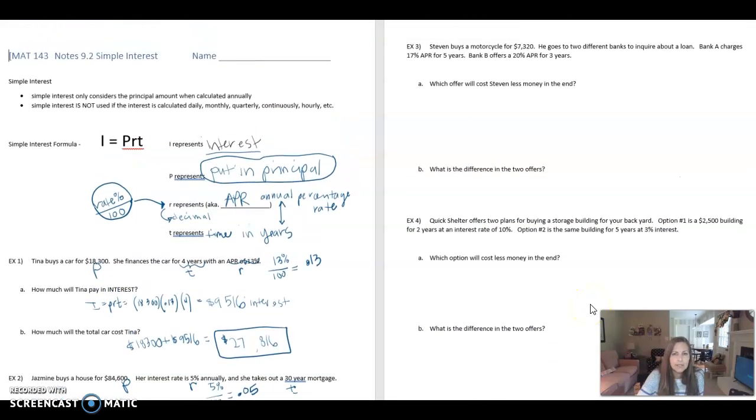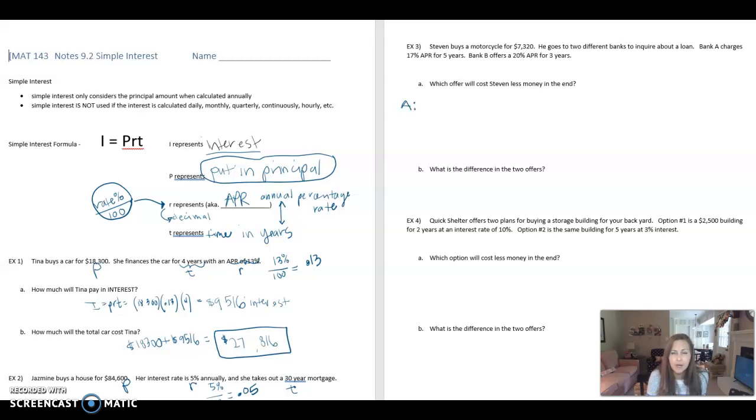Moving on to example 3. Stephen buys a motorcycle for $7,320. He goes to 2 different banks to inquire about a loan. Bank A offers 17% APR for 5 years. Bank B, 20% for 3. Okay, which bank costs less money in the end? Let's look at Bank A.